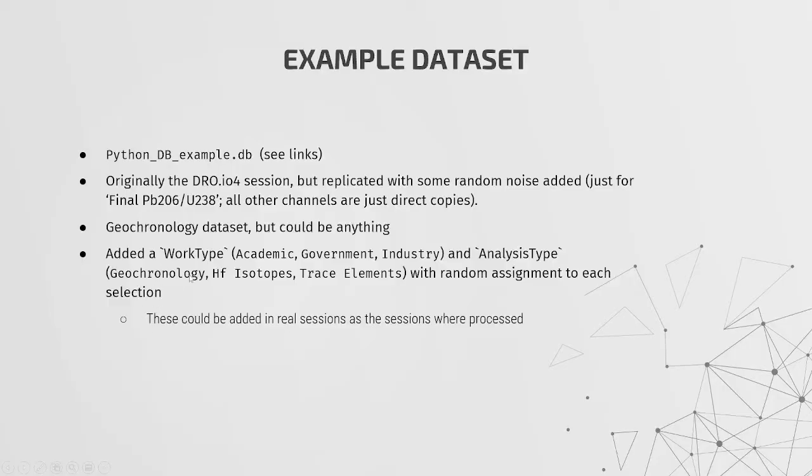As I mentioned, the work type and the analysis type are basically trying to capture who the customer was, so whether it was an academic customer, a government, or an industry partner. And the analysis type was supposed to represent whether this was a geochronology experiment, a Hafnium isotopes experiment, or a trace elements experiment. Of course, normally you would assign these during the session, but because this is just the one geochronology data set that's being replicated, I've just randomly assigned what they are, just so that we had some variation.